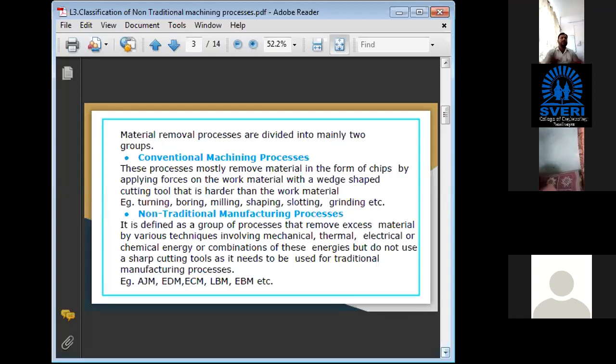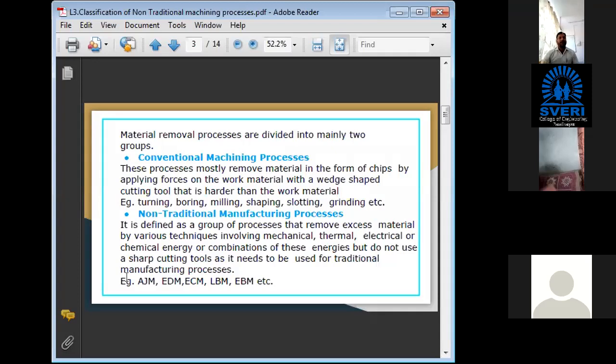Here in non-conventional, advanced machining processes, we do not require any sharp cutting tool, and we do not have any barrier about hardness or material properties. Whatever processes we are going to discuss in non-conventional machining, all belong to the non-traditional machining process group. Some examples I have given: abrasive jet machining, electric discharge machining, electrochemical machining, laser beam machining, electron beam machining, plasma arc machining. All these processes belong to the non-traditional machining processes that we are going to discuss in this chapter.